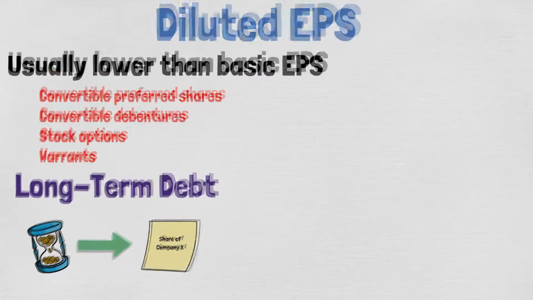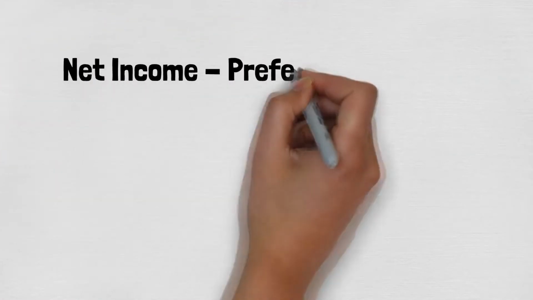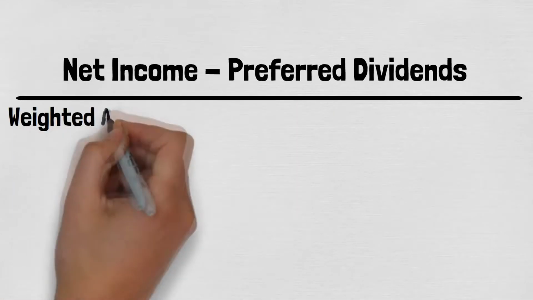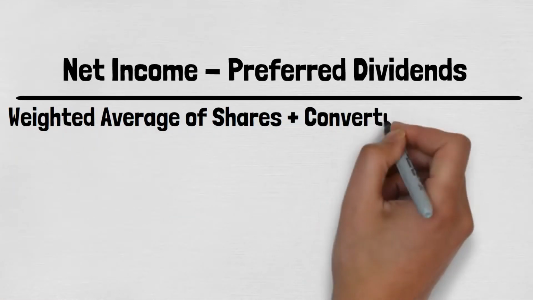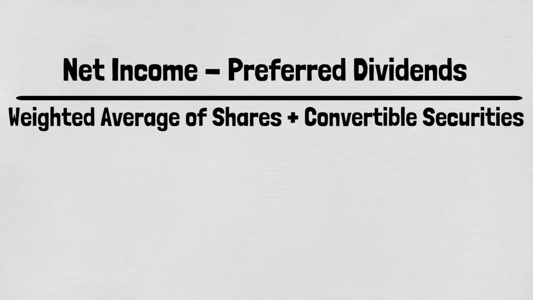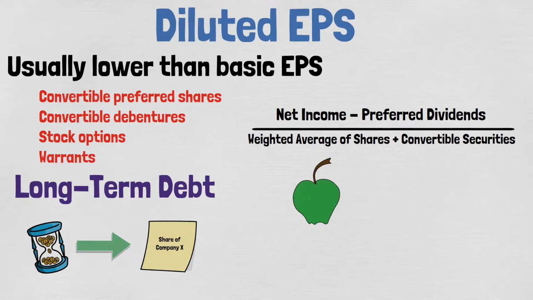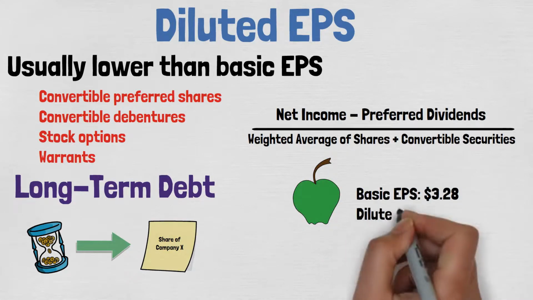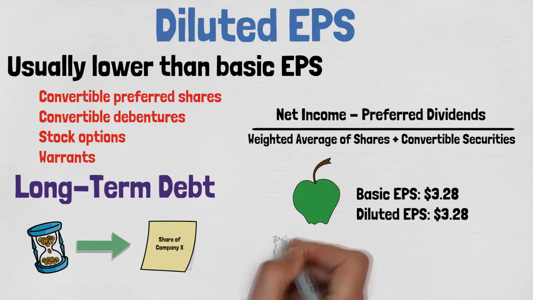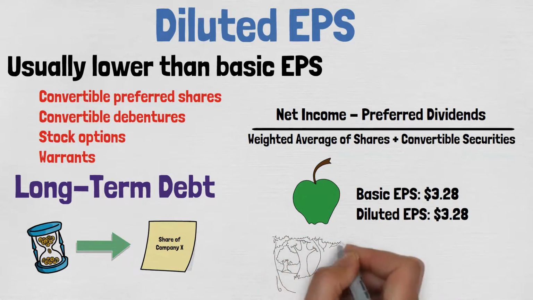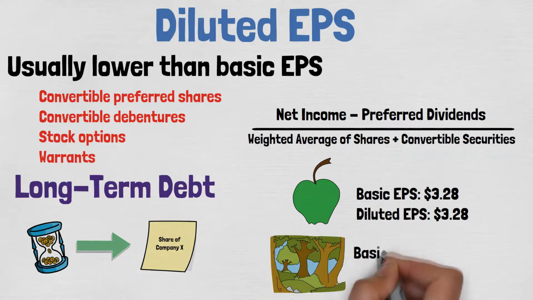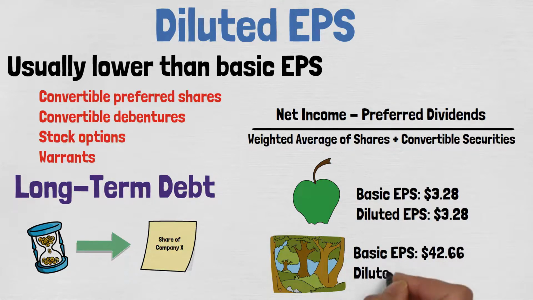To calculate diluted EPS, the formula is a little more complicated than for the basic EPS. Again, you want to subtract the preferred dividends from the net income. Now you divide this number by the weighted average shares outstanding and add all the different convertible securities. As with preferred dividends, the diluted EPS doesn't affect all the companies. For example, Apple's diluted EPS is exactly the same as the basic EPS. But for some companies it does matter. For example, Amazon's basic EPS is 42.66 while the diluted EPS is only 41.83.